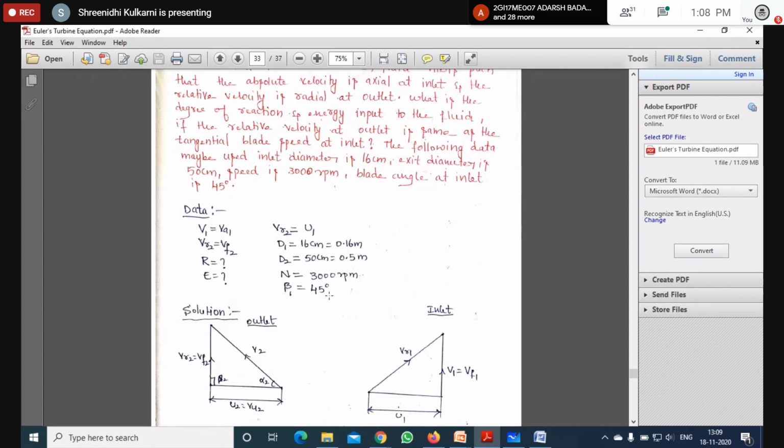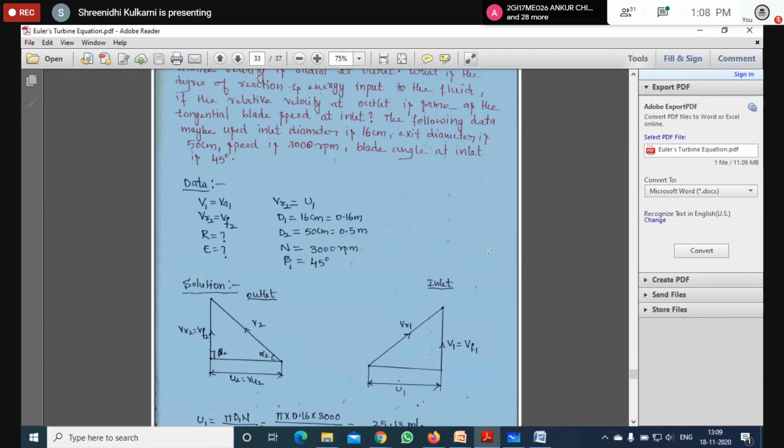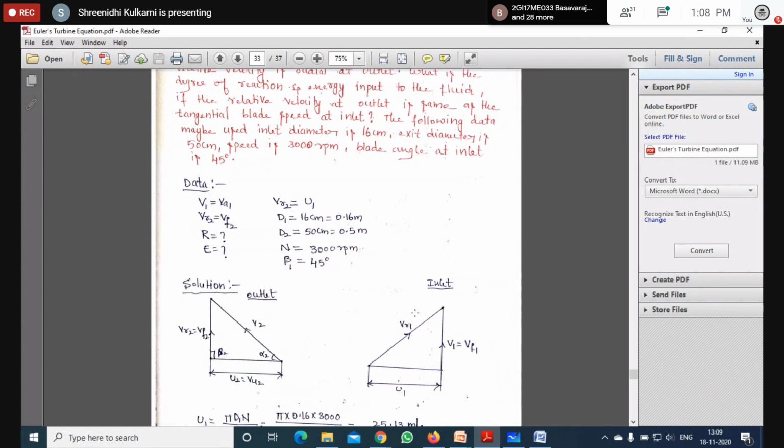Before the solution, draw the inlet and outlet velocity triangle as per the condition. So draw this velocity triangle. If you have any doubt, you can ask. So this is the inlet velocity triangle and this is the outlet velocity triangle.